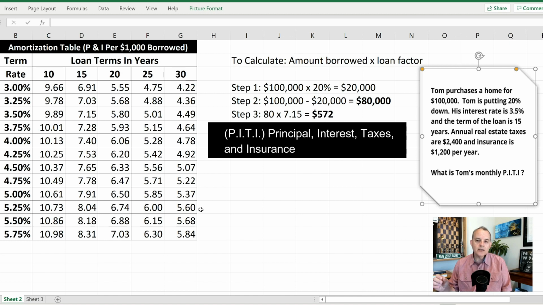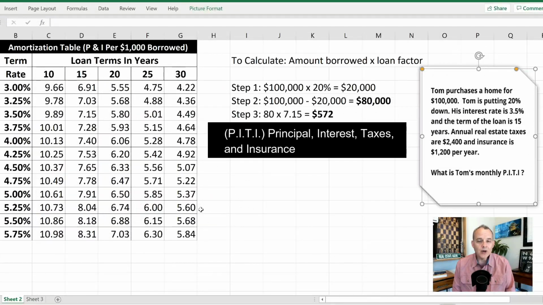So step one is to calculate the down payment that Tom has to bring to the closing. Because remember, we're calculating the principal and interest based on the amount that's borrowed, not the purchase price. So in step one, we're going to calculate the down payment. Step one, we take the purchase price of $100,000 and we multiply that by 20% because Tom is putting 20% down.